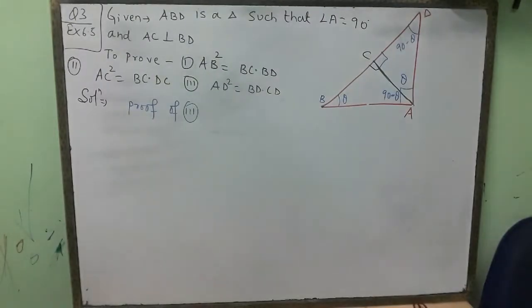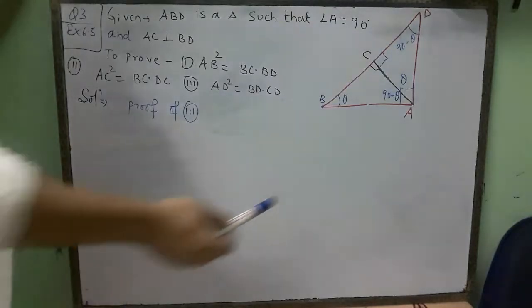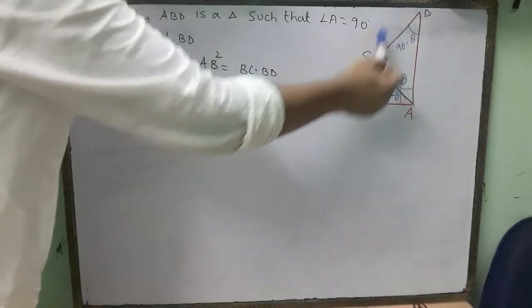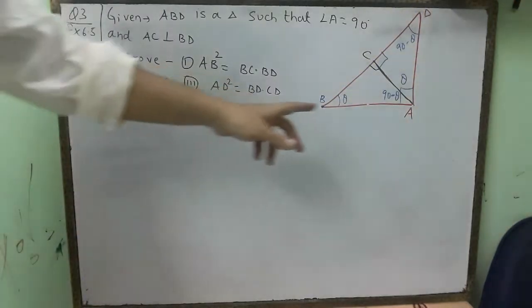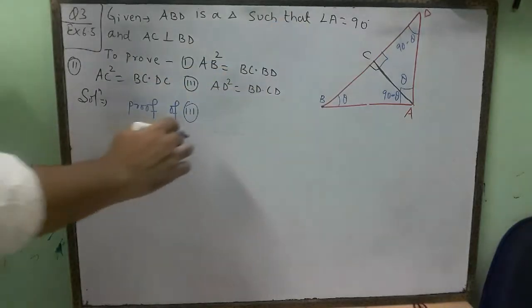See this one, the proof of third, AD square. So first decide which triangles we have to use for similarity. AD appears twice, so the first triangle will be triangle ADB, where AD will be there, and ADC, where AD will be there. So we will use triangle ADB and ADC, and name the angles according to theta and 90 minus theta.